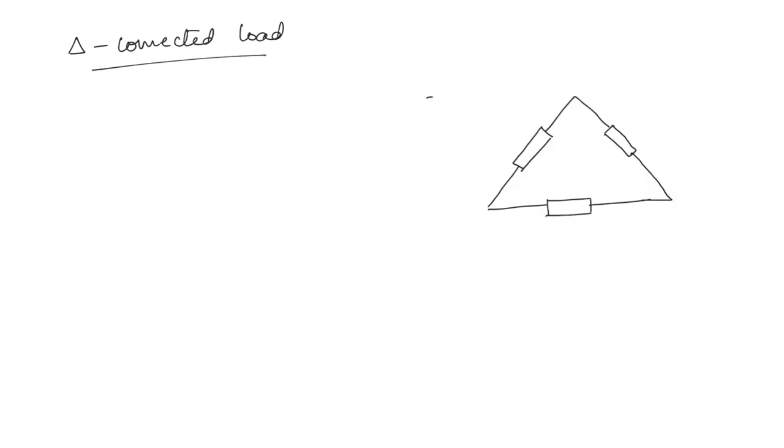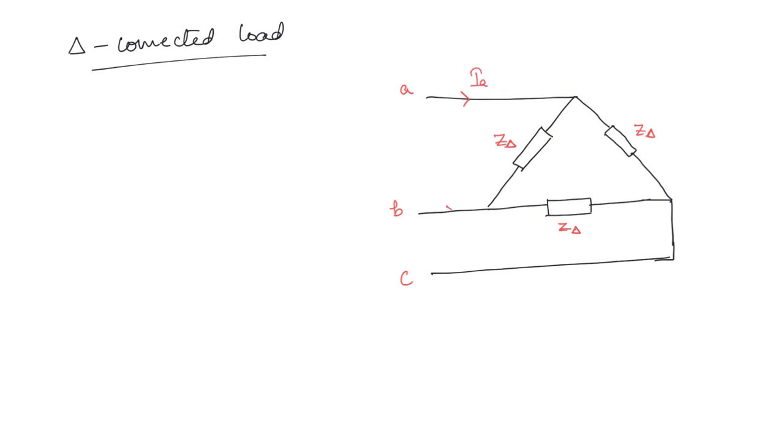Okay, so here you have the 3 lines. Each of these impedances we will take as Z delta, to represent the delta connected load. Now this is phase A, phase B and phase C. The current flowing through these is the phase current IA, IB and IC.